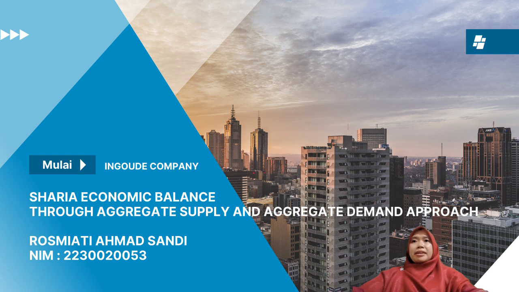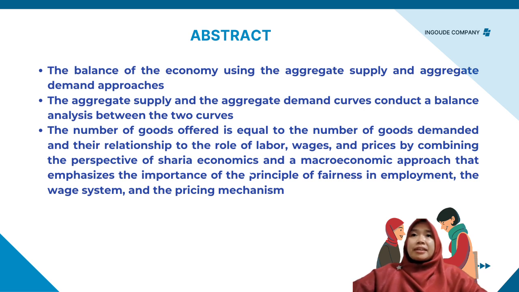Sharia economic balance through the aggregate supply and aggregate demand approach. We will discuss the balance of the economy using the aggregate supply and aggregate demand approach and provide a basic understanding of both concepts. The compiler will explain the aggregate supply curve, which states the relationship between the price level and the supply quantity of an item, and the aggregate demand curve, which states the relationship between the price level and the quantity demanded for a good.